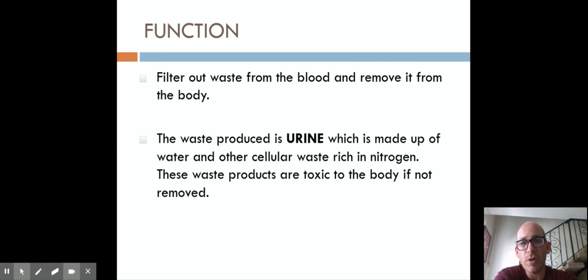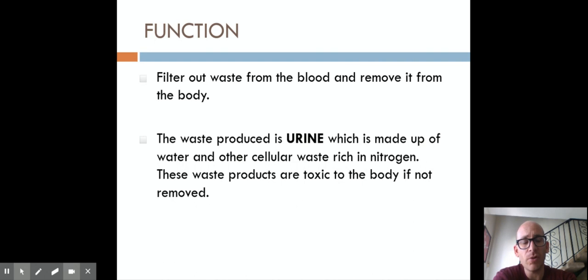Okay, so we have to get rid of all those waste products, and the kidneys and the urinary system are what does that. The waste that we produce from the blood is urine. So your urine, when you go pee, is a product of what was in your blood. It's not to do with what you have eaten, but it's the waste products in your blood.